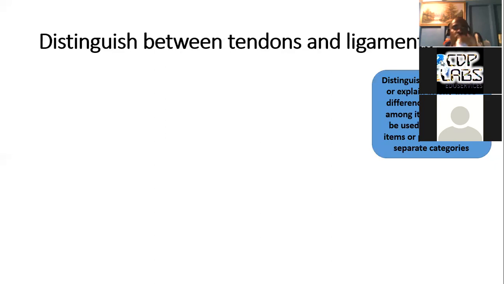The tendons attach bones to muscle and muscle to bones. And the ligaments hold bones to bones together. All right. So you're using the function. So tendons attach muscles to bones and ligaments, bones to bones, allowing movement at the joints. All right. Good. So you're distinguishing the two of them using the function.